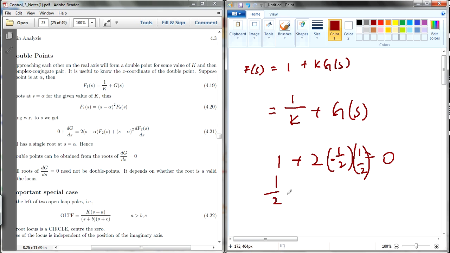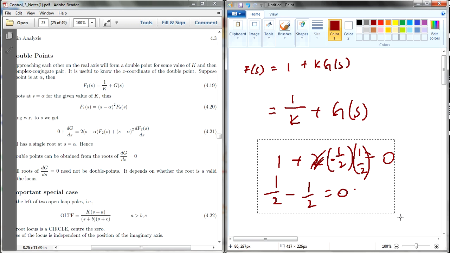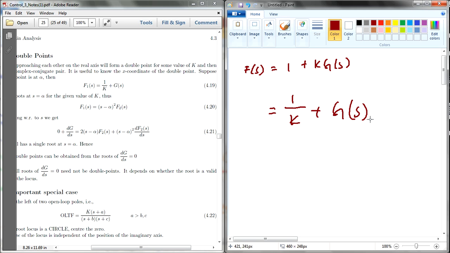So this will be 1 over 2 plus, so you cancel away this, you have minus 1 over 2 equals 0. So you still get equals to 0. So this is the portion you really need to understand. I hope I didn't confuse you in this portion.